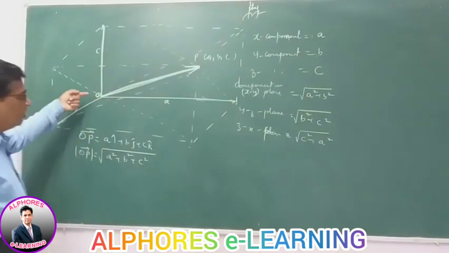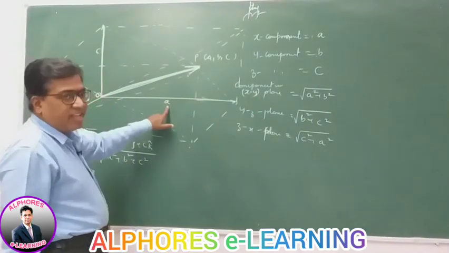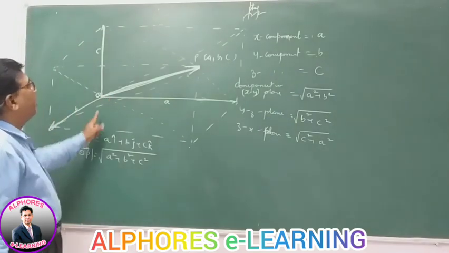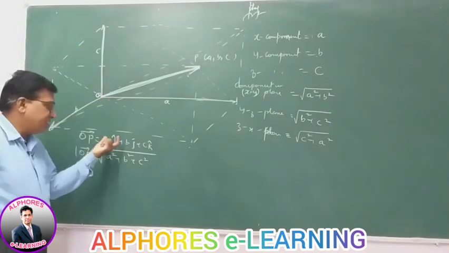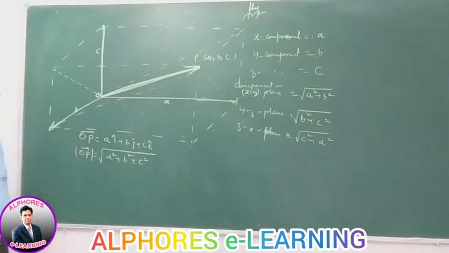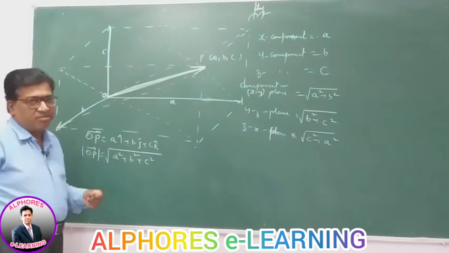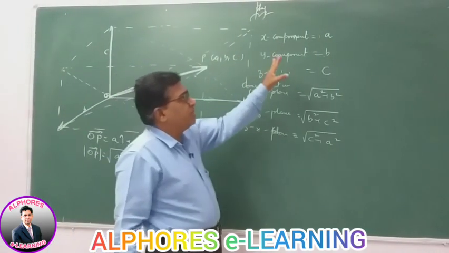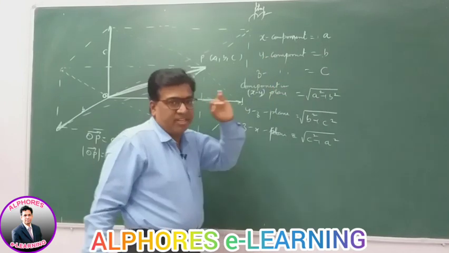Component of the vector along the x axis is a, along the y axis is b, along the z axis is c. The magnitude is root of a square plus b square plus c square. X component a, y component b, z component c.